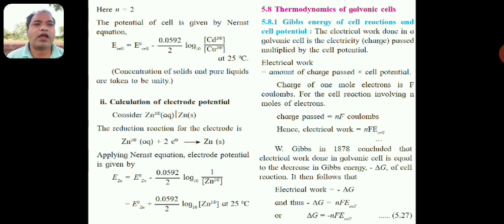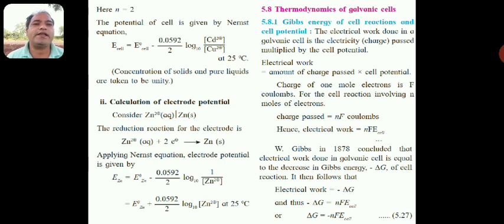Log to the base 10 of the concentration of Cd2+ divided by the concentration of Cu2+, at 25 degrees Celsius. They are given at 25 degrees Celsius, that's why we directly substituted the value 0.0592, because this reaction is carried out at 25 degrees Celsius. The concentrations of solids and pure liquids are taken as unity. When the substance is a pure solid or a pure liquid, its concentration is considered as unity. So by using this formula, we can calculate the cell potential of the concerned cell.